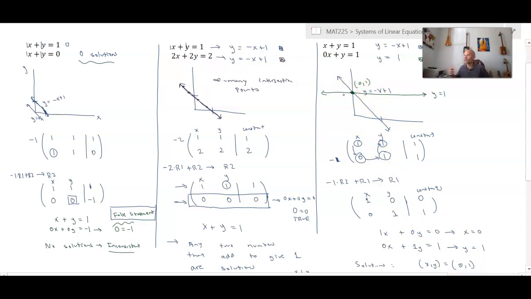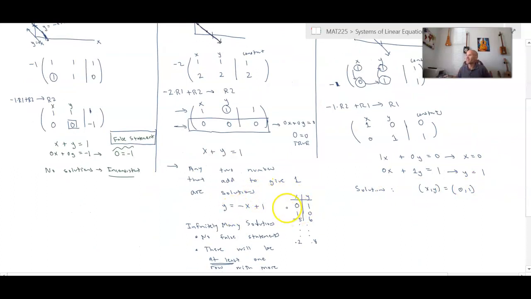So these are the only 3 possible outcomes, and what we're really going to want to focus on is how do we represent a system with infinitely many solutions? How do we describe the solution? We kind of did it here. We just said that any ordered pair that satisfies y equals negative x plus 1 is a solution, and we could list some of them. But what's the best way to represent the set of the infinitely many solutions? This is just sort of one way, but there's a better way, and we'll see how to do that in another video within this lesson.